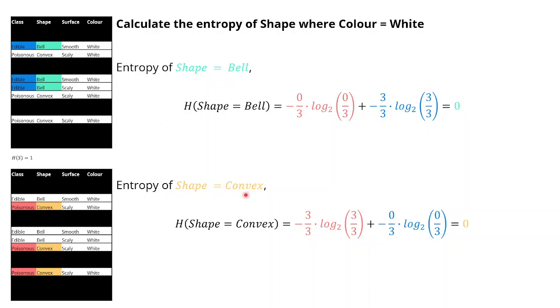So what if ang shape kay convex? Pila kabok ang poisonous na convex shaped? We can see here 3. So that's why we write 3 over 3. Pila kabok ang edible na convex shaped? We have 0 over 3. Okay, so that's why we also write 0.